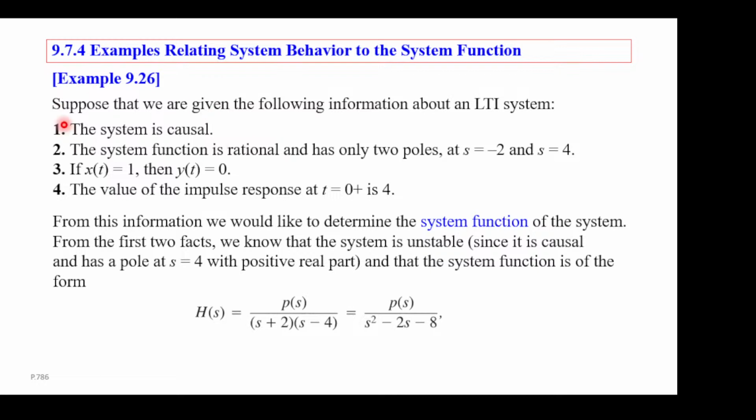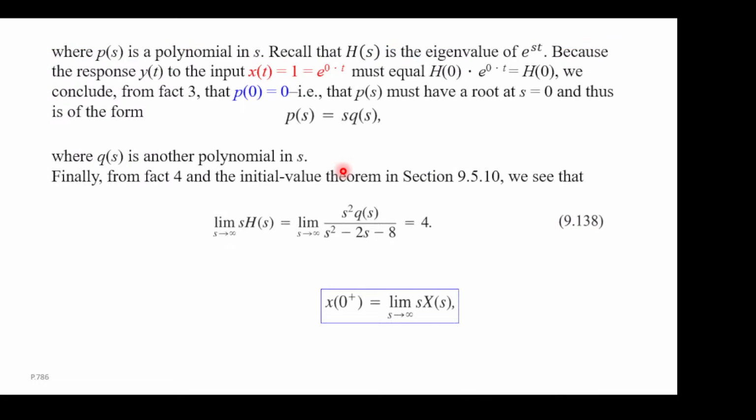Remember when we want to use the initial value theorem, we need h of t to be equal to 0 for t less than 0, and that is satisfied because that's exactly what the system being causal says. So I should mark that here. And causal. Okay, so because it's causal we can use the initial value theorem.